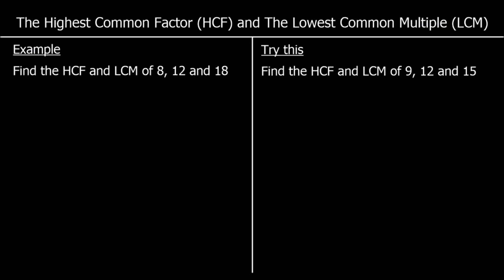Here's a question with 3 numbers. Find the highest common factor and the lowest common multiple of 8, 12, and 18. So we're going to do the same thing again. We're just going to have a Venn diagram with 3 circles. So we'll start with 8, which is 2 times 4. 2 is prime, and 4 is 2 times 2. So 8 is 2 times 2 times 2.